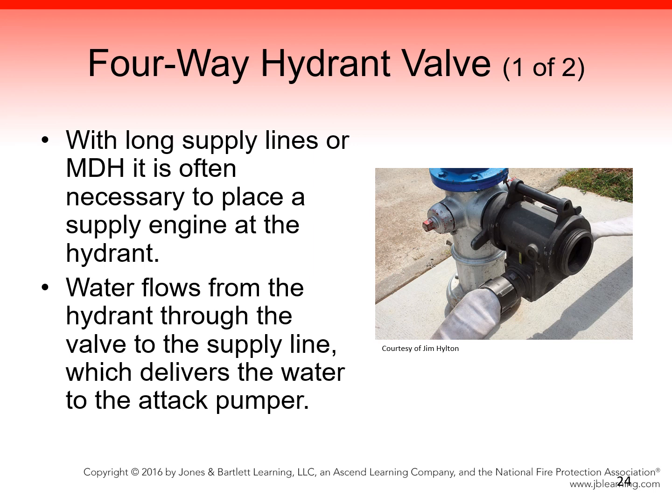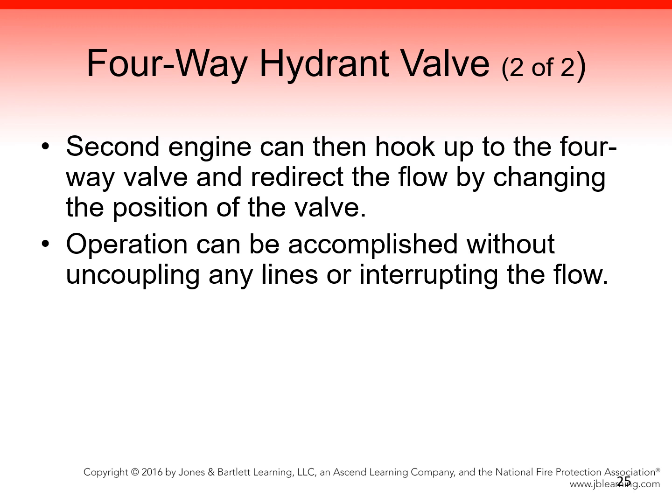When a 4-way valve is placed on the hydrant, the water flows initially from the hydrant through the valve to the supply line, which delivers the water to the attack pumper. The second engine can hook up to the 4-way valve and restrict the flow by changing the position of the valve. At this point, the water flows from the hydrant to the supply engine. The supply engine can then increase the pressure and discharge the water into the supply line, boosting the flow of water to the attack pumper. This operation can be accomplished without uncoupling any lines or interrupting the flow.